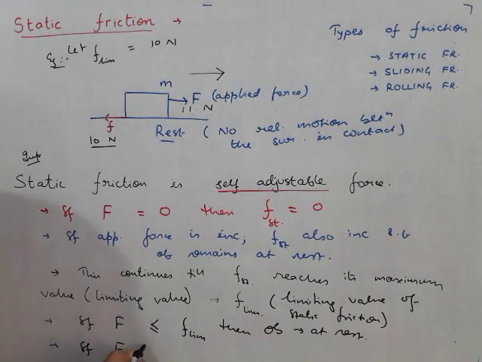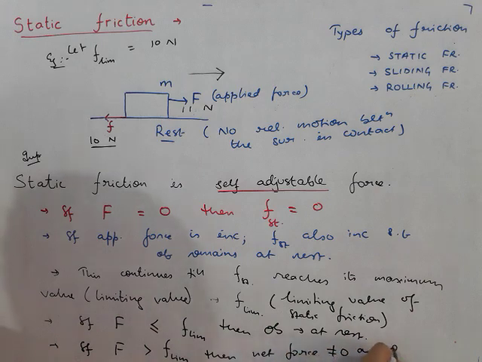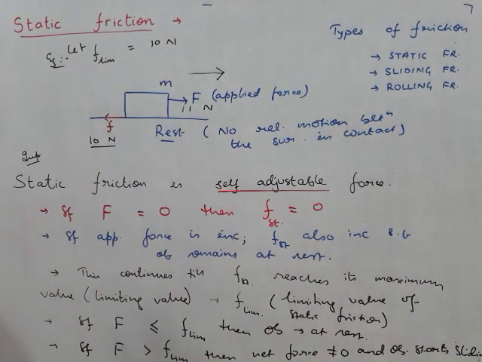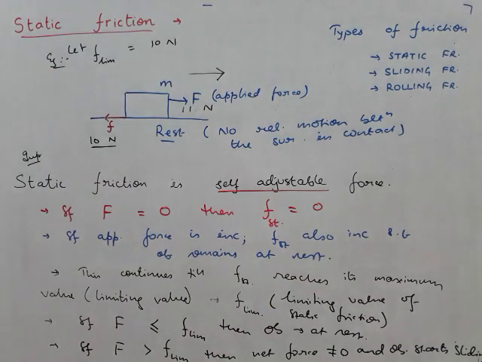But if the applied force becomes greater than the limiting friction, then the net force is not zero and the object starts moving. The object starts sliding, you can write, or moving. And then the friction between the pair of surfaces will be called kinetic friction or sliding friction. So all these points, students, you should make in your notes. Just as you had written the definition for static friction, likewise you will write the definition for sliding friction also.